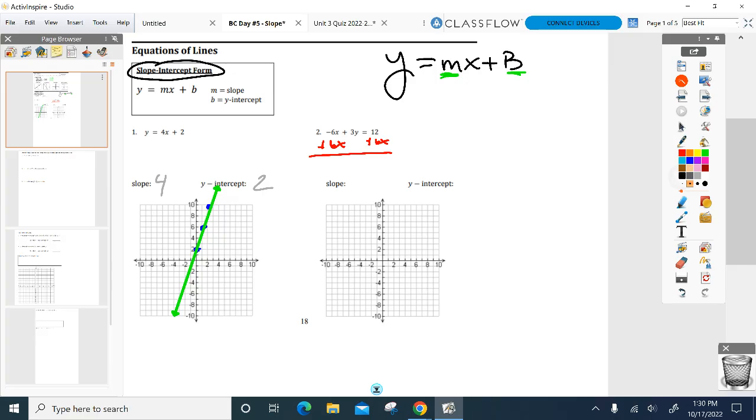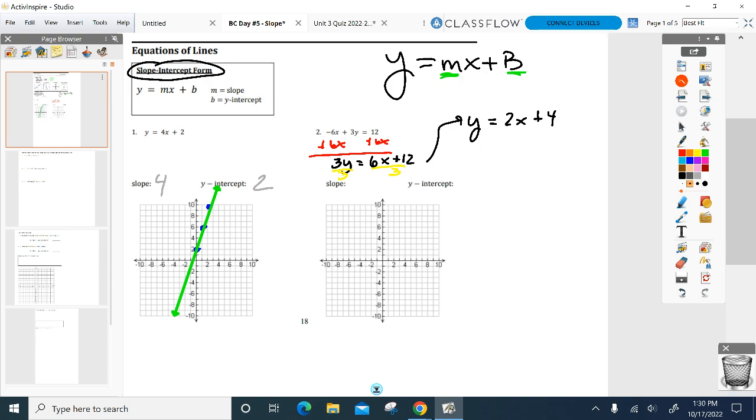So I'm left with 3y, and let's keep it in the right order. Not 12 plus 6x, let's keep it 6x plus 12. And then how do I get rid of the 3? Divide it, divide it, divide it. Y equals... Got to divide everything by 3, remember. So 2x plus 4, good.